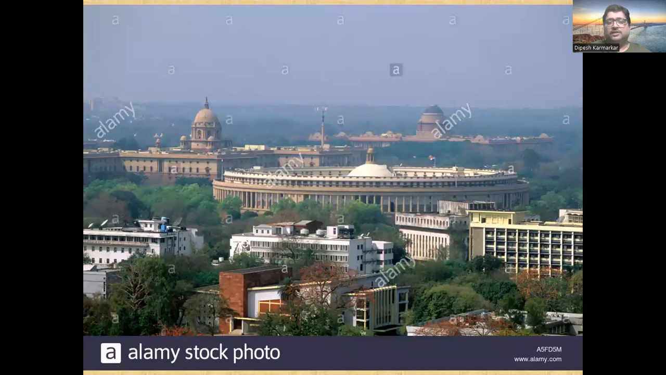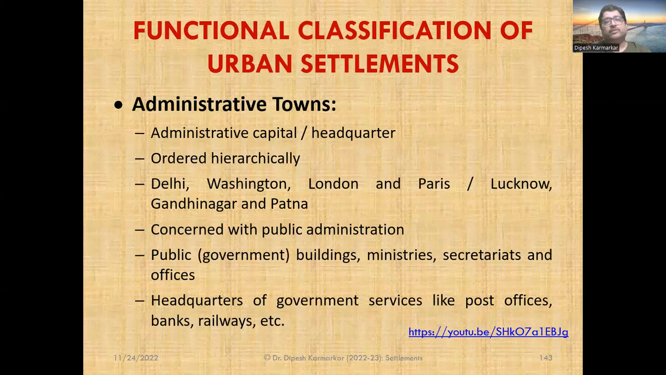Now, the first classification we'll talk about is administrative towns. As the name suggests, administrative towns are those towns whose basic function is administration. Obviously, such towns are the capitals of the states or the countries, or maybe the headquarters of a particular political unit, a sub-regional or sub-national political unit, such as in the case of India, the headquarters of a state or the headquarters of a district or a taluka or a tehsil also becomes an administrative town.